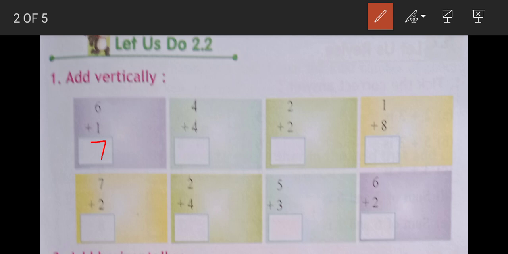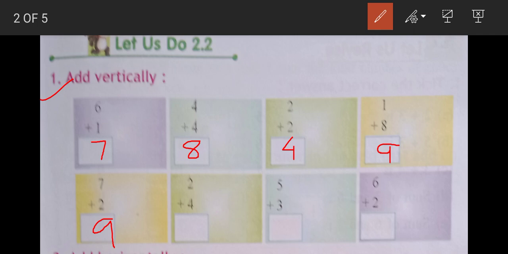You have to write these things in your copy. The first 4 sums you will do in your copy. Now 4 plus 4 is how much, children? 4 plus 4 is 8. Very good. What is the next question? It is 2 plus 2. So 2 plus 2 is how much? Very good. It is 4. And here 8 plus 9 is, 8 plus 1 is 9. In the same way, 7 plus 2 is also 9.